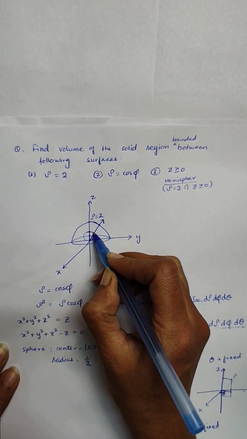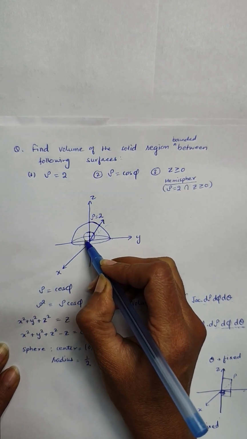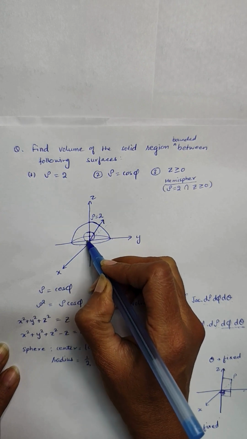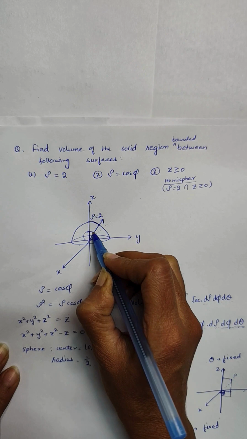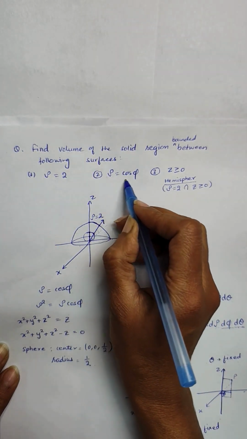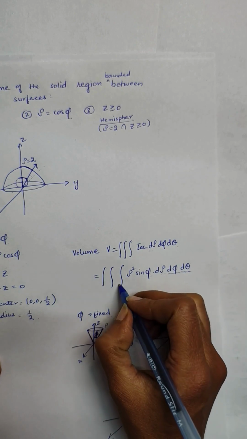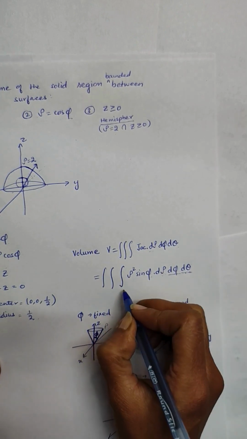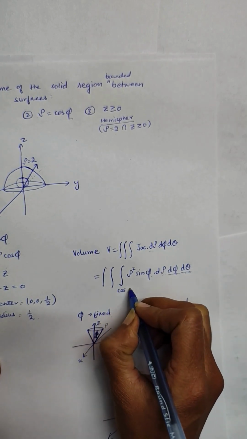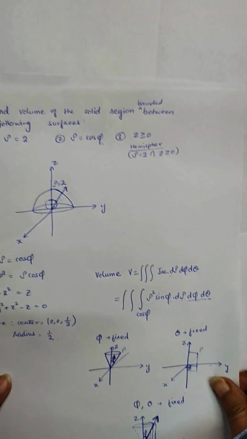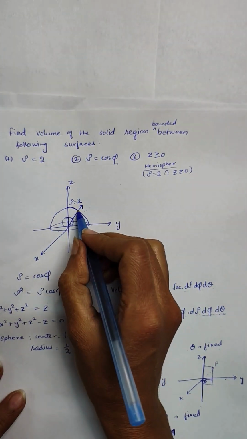So here this point lies on the surface of the smaller sphere. So what's the value of rho on the surface of this sphere? Rho is equal to cos phi. So therefore the lower limit of integration with respect to rho is going to be cos phi. And what's the upper limit?